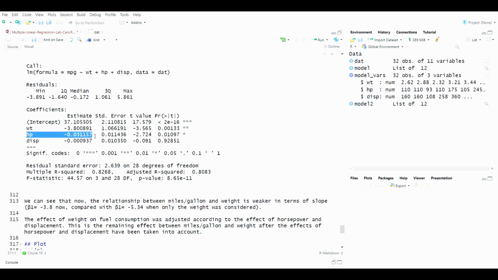Horsepower estimate is 0.03. Here's the standard error of the estimate, t-value, p-value, and we can see that it's also significant, although the effect size is much lower than weight. Displacement: slope, standard error of the slope, t-value, p-value. We can see that our p-value is greater than 0.05, so we would not reject the null hypothesis, and we would say it does not have a significant relationship.